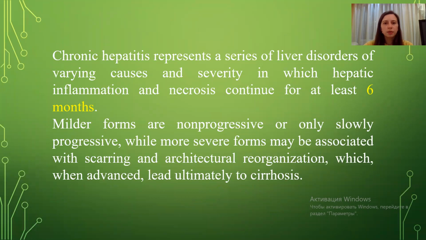Chronic hepatitis represents a series of liver disorders of varying causes and severity in which hepatic inflammation and necrosis continue for at least 6 months. Milder forms are non-progressive or only slowly progressive, while more severe forms may be associated with scarring and architectural reorganization, which when advanced lead ultimately to cirrhosis.